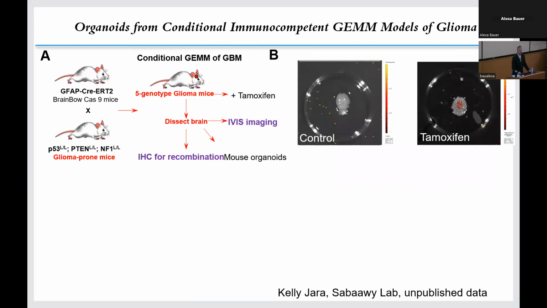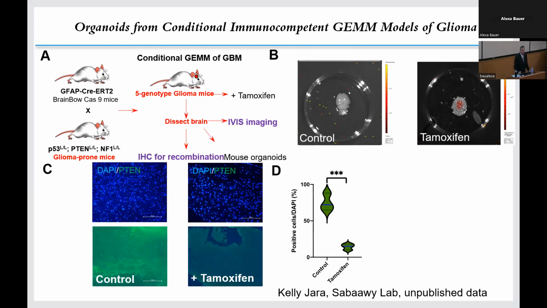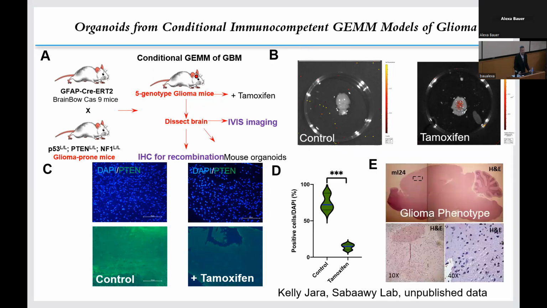If we look at the glioma mice that we developed and we take sections or full brains in testing if tamoxifen induction leads to rainbow expression, you could see it on that slide using the IVIS imaging system. When we take slices from these and make IHC, we indeed show loss of the tumor suppressors, the representation here from PTEN, and a glioma phenotype in these mice.